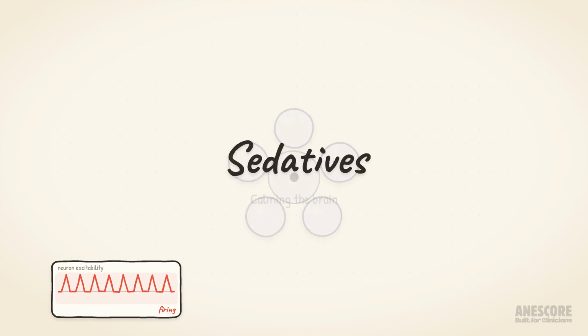Anesthesia is, at heart, the controlled calming of the brain. In this film, we'll meet the drugs that do it, the sedatives, and learn not just how each one works, but how the body clears it, and when you'd reach for one rather than another. Let's start with the brake that all of them lean on.